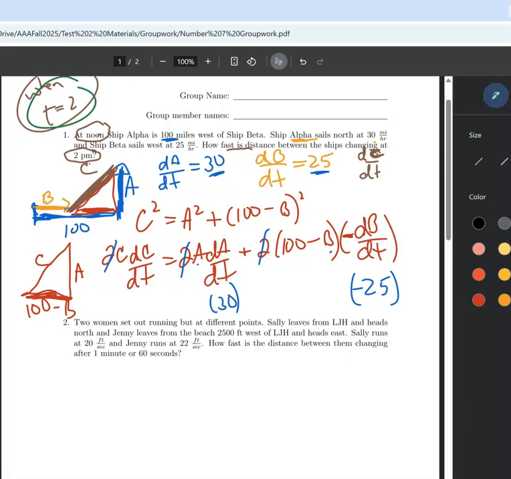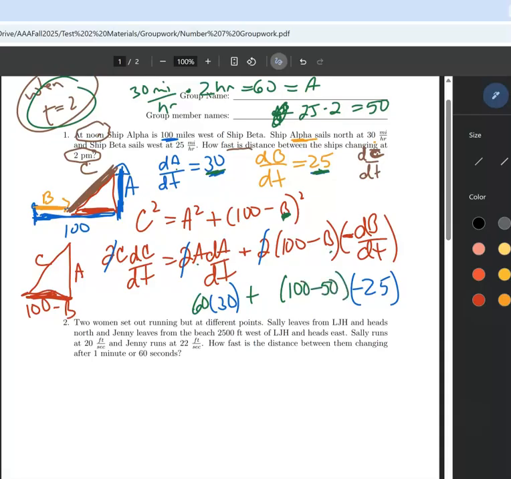So if I take the time of 2, I know that boat A is moving at 30 miles per hour, and I multiply it by 2 hours, that gives me 60 for the length of A. So that's 60 plus. And let's do the same thing for B. If I take dB over dt, the 25 times the 2, that gives me 50. So that means the length of B is 50. So I can put in 100 minus 50, or I could just put 50. We know that too, right?